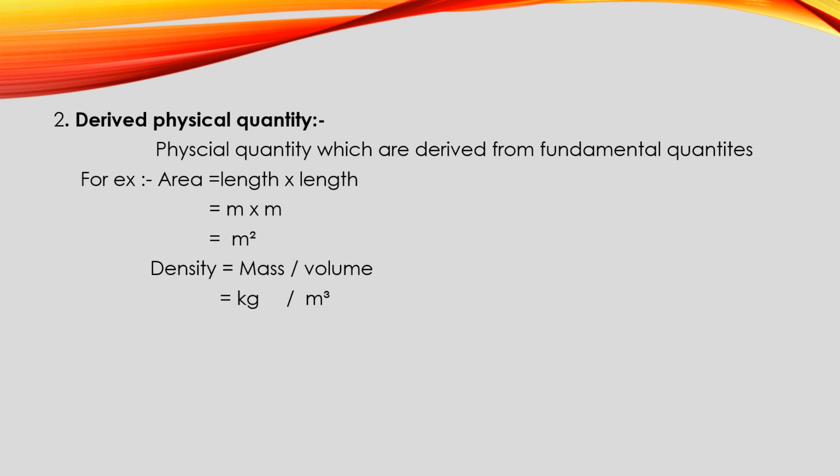Now let us take another example, that is density. Density is defined as mass divided by volume. Rho is equal to m by v. Here mass is a fundamental quantity and volume is a derived quantity. So density is also a derived physical quantity. The unit of density is kilogram per meter cube. So derived quantities are formed by using one or more fundamental quantities. They also depend on basic quantities.